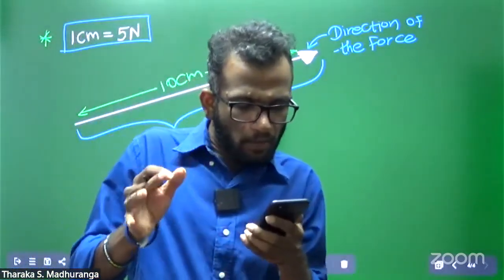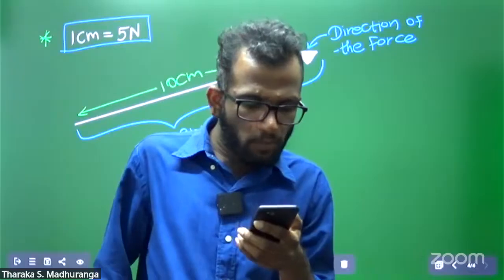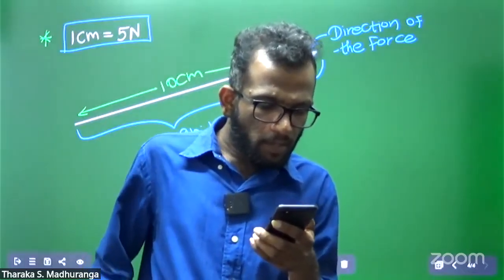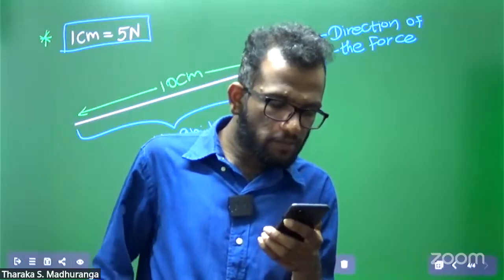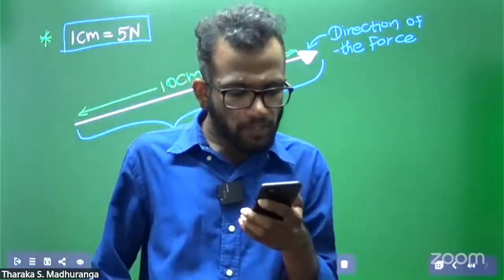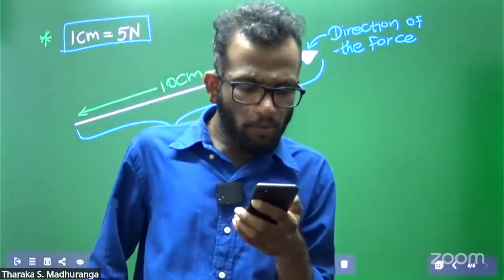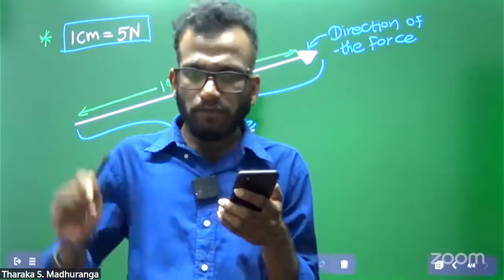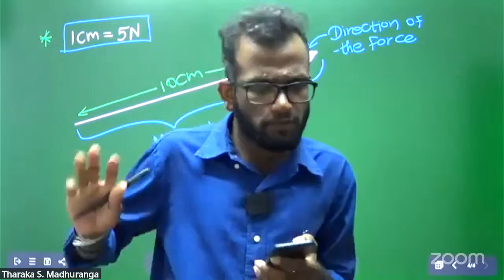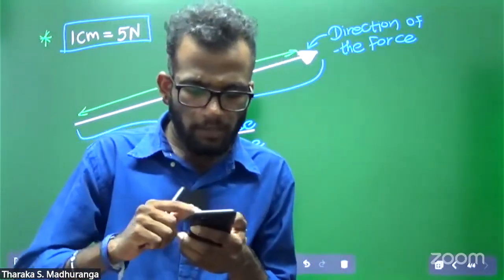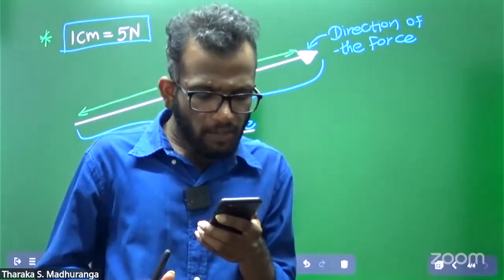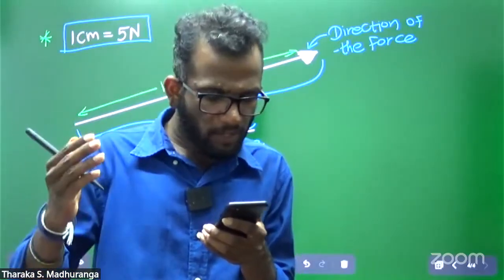Topic 5.1, the nature of the force and its effects. There are three factors necessary to fully describe a force: the magnitude of the force, the direction of the force, and the point of application of the force. The point of application we can understand in the moment of forces. The standard international unit we will explain later.